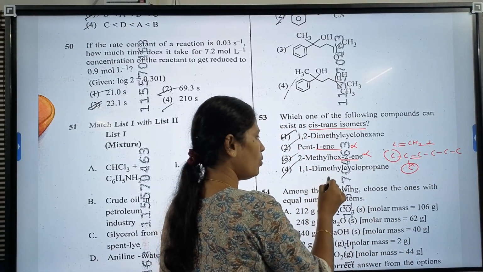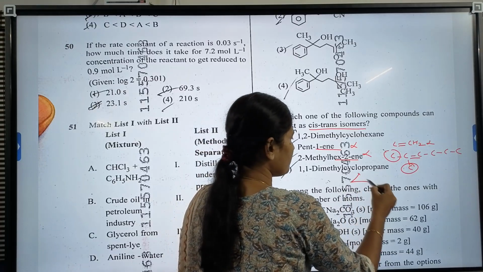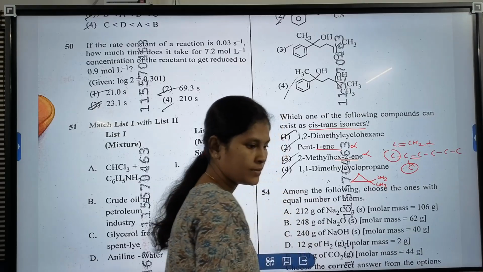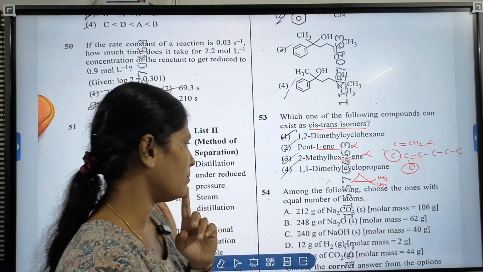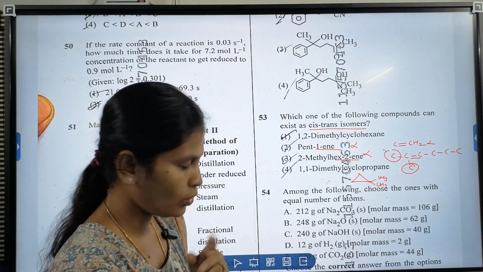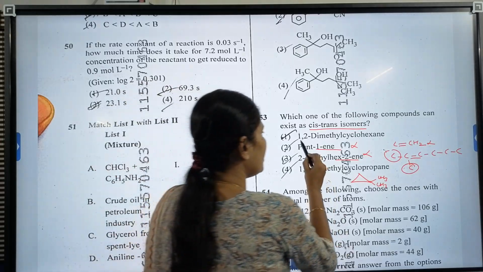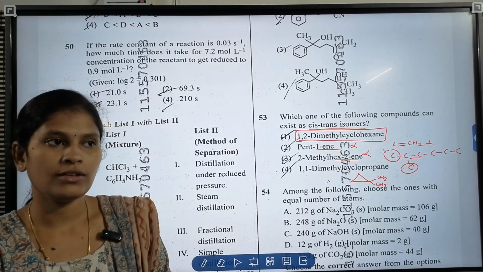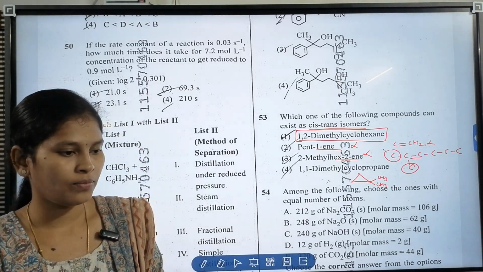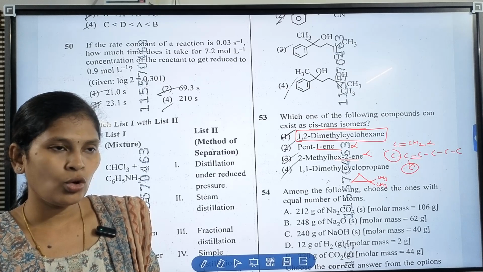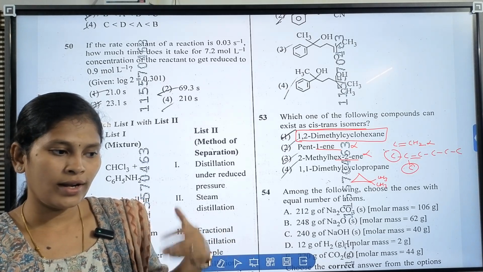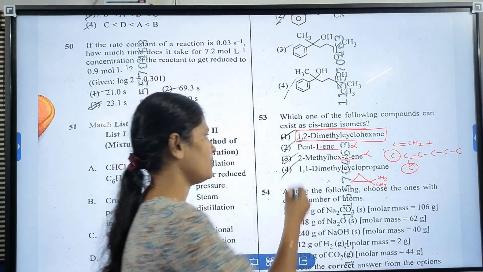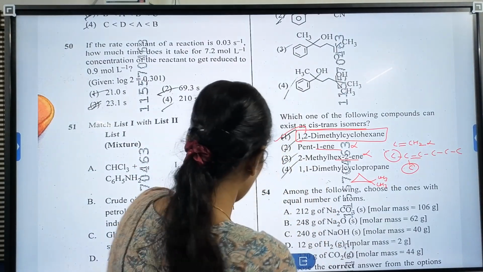And 1,1-dimethylcyclopropane: here it is not possible, both the CH3 are on the same carbon. So we can go with this. You know very well cyclohexane can exist in different forms like chair and boat. At that time, we can keep both at axial, or one axial and another equatorial. Like that, we can arrange the cis and trans. So the answer here is the first option.